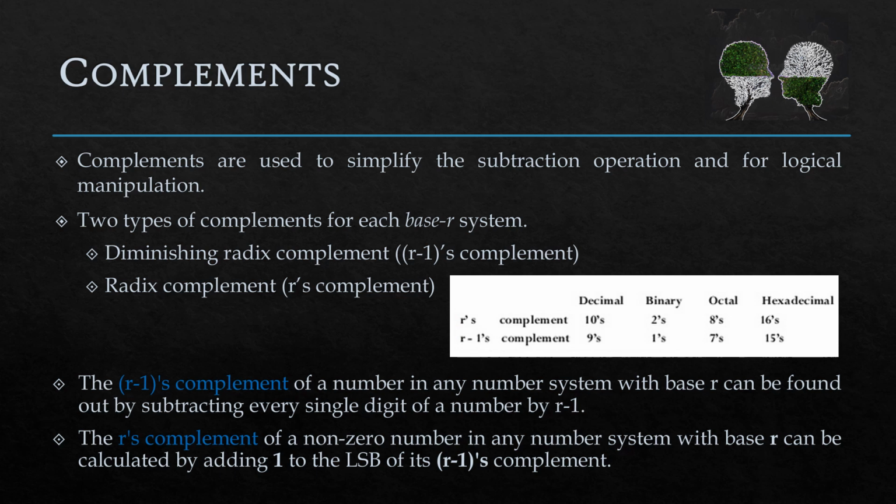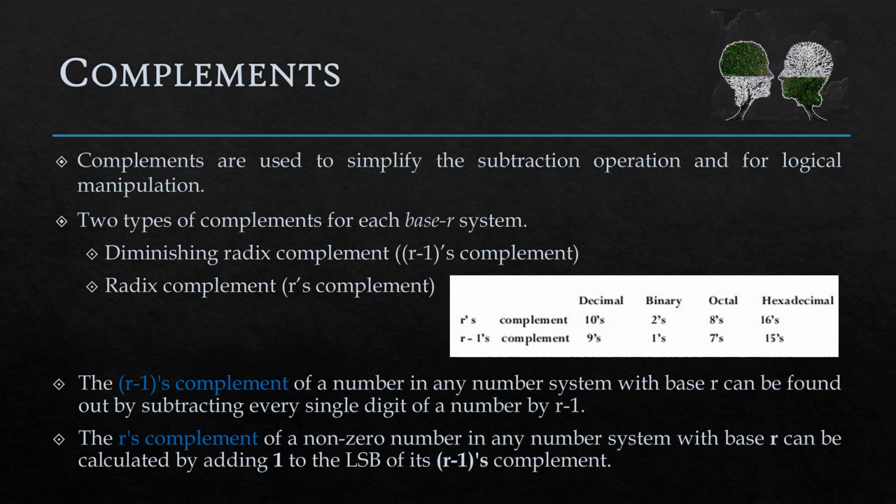Now, how to calculate this R minus 1's complement of a number? To calculate the R minus 1's complement of a number in any number system with the radix R, can be done by subtracting every single digit of a number by R minus 1. So if the R is 10, that means for a decimal number system, the R is 10, right? So if you want to find out this R minus 1's complement, we need to subtract every single digit from 10 minus 1, that is from 9. So each digit should be subtracted from 9.